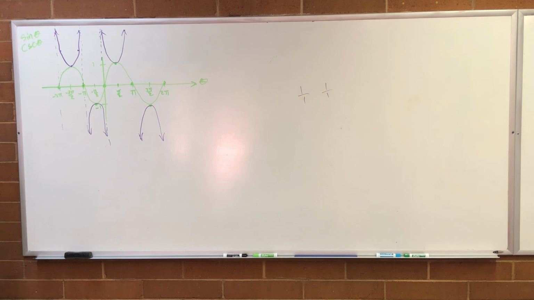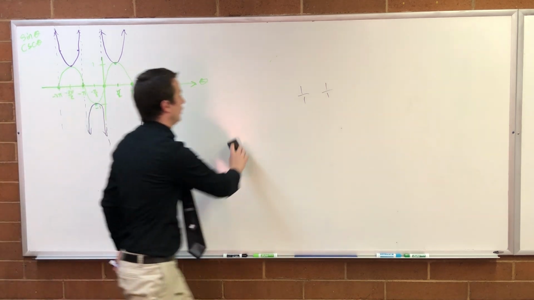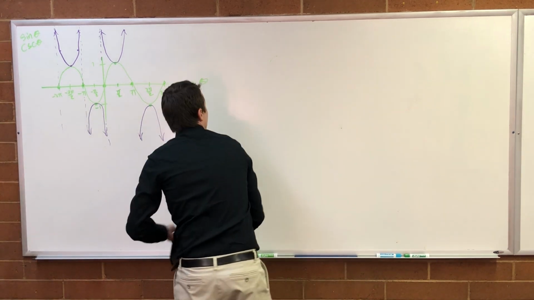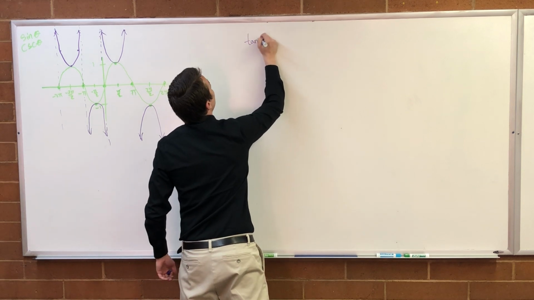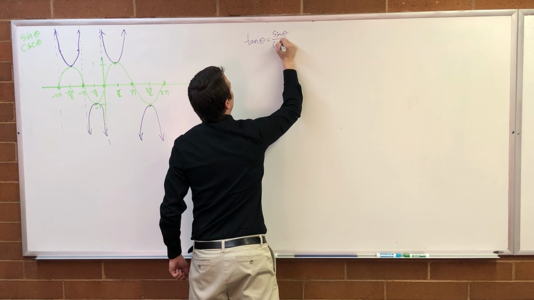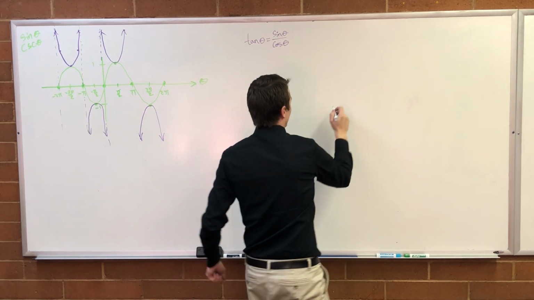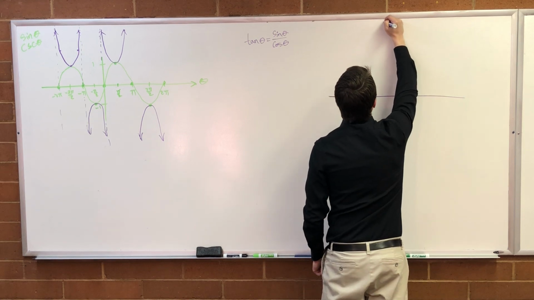And now we'll move on to tangent. And once again, your book has pictures of all these that you can reference. Let's draw tangent over here. So, tangent of theta. Remember what tangent of theta is. It's equal to sine of theta over cosine of theta. And we'll draw this one more zoomed in and try to get more points in here.